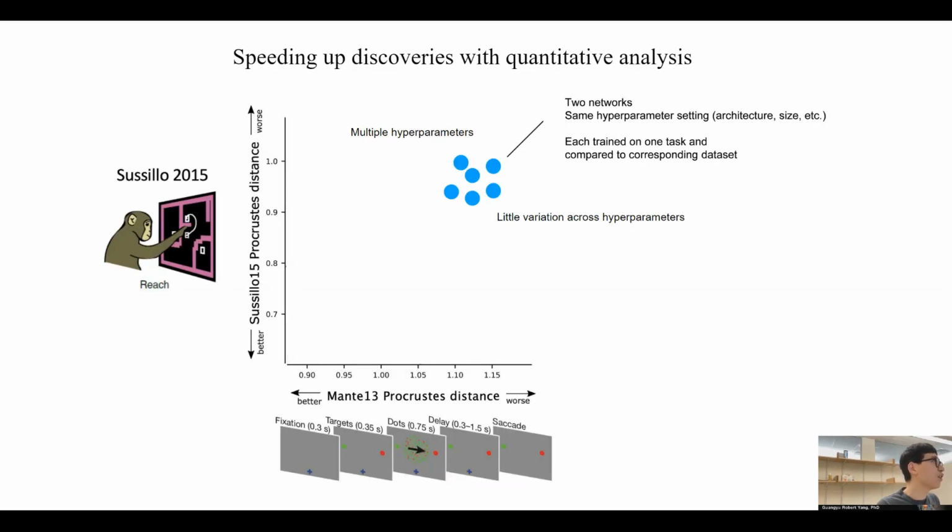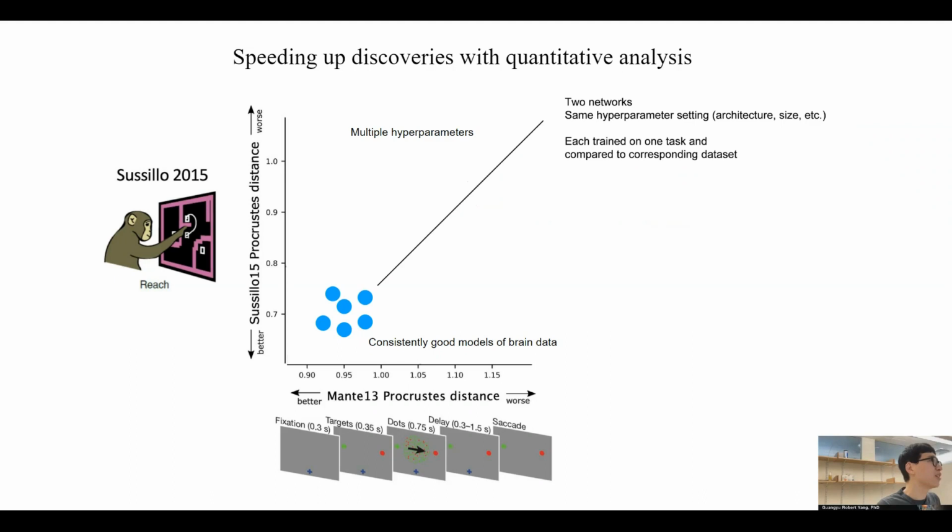You could see very little variations across hyperparameters, right? In this case, it suggests that performing the task would give you very strong constraint on the solution, that there would be very little variations across them as long as they can do the task. But even in this case, it depends. You can have consistently bad models, or you can have consistently good models, right? Again, when the distance is smaller, the network is closer to the brain.